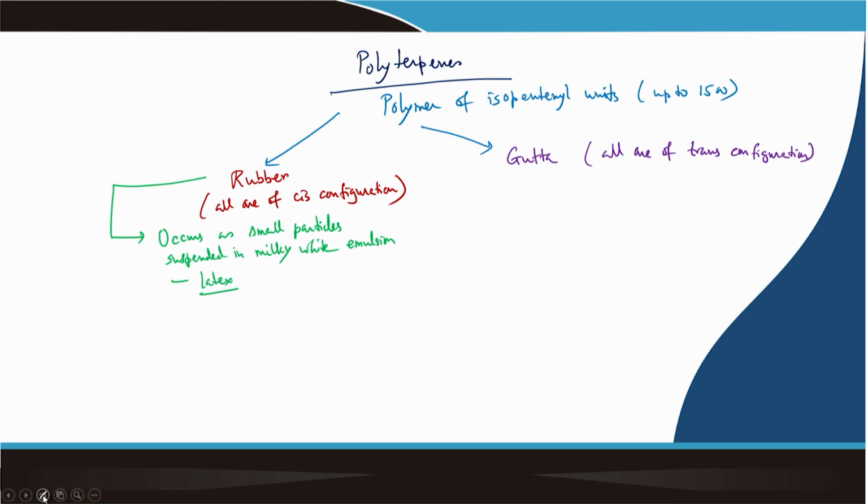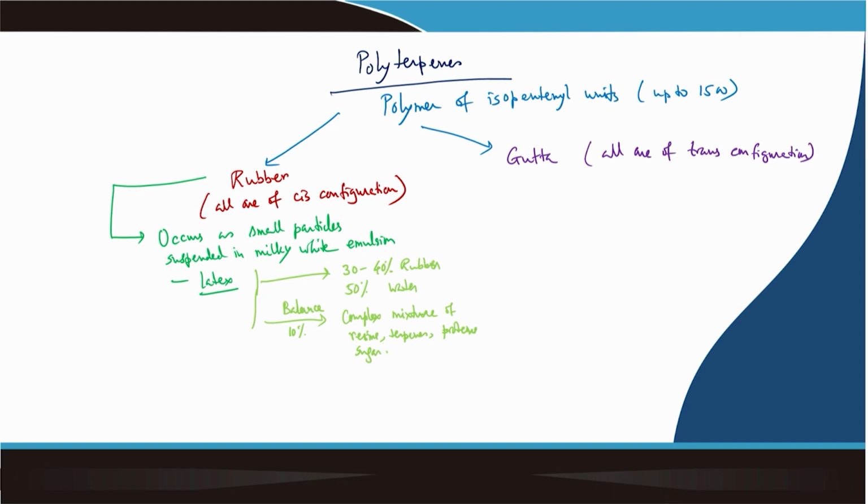If you see the composition of latex, it consists of 30 to 40% rubber and remaining 50% water, and the balance, the rest 10%, is basically a complex mixture of resins, terpenes, proteins, sugars mainly.